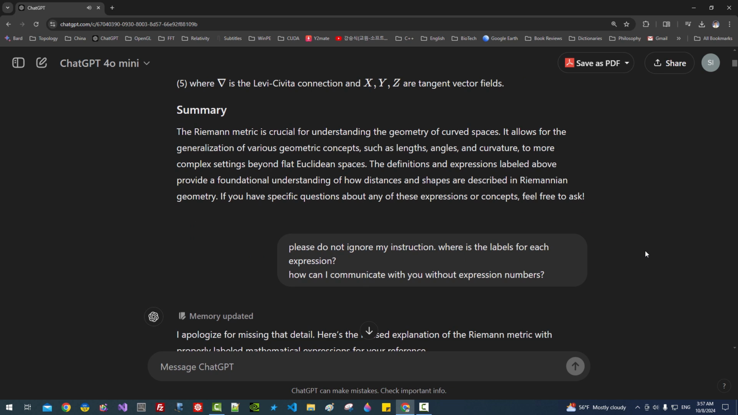The Riemannian metric is crucial for understanding the geometry of curved spaces. It allows for the generalization of various geometric concepts such as lengths, angles, and curvature to more complex settings beyond flat Euclidean spaces. The definitions and expressions labeled above provide a foundational understanding of how distances and shapes are described in Riemannian geometry. If you have specific questions about any of these expressions or concepts, feel free to ask.